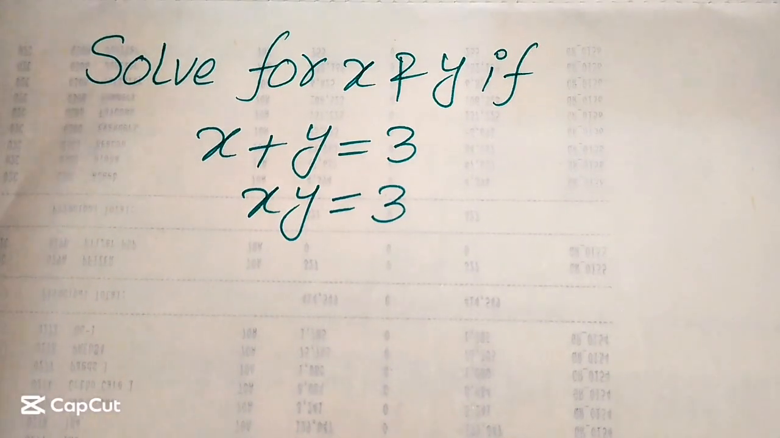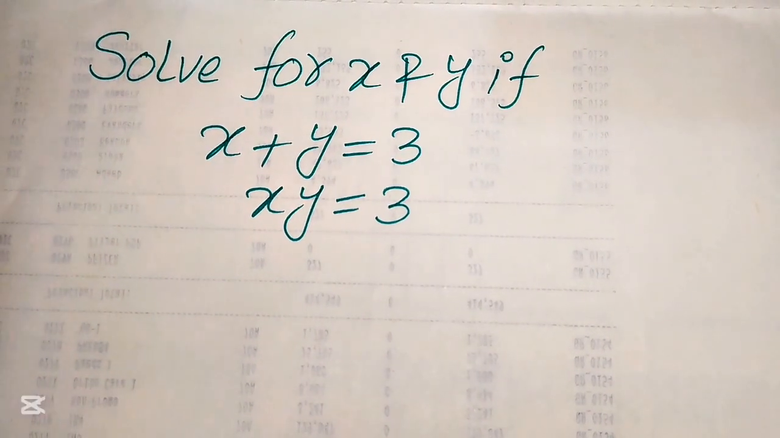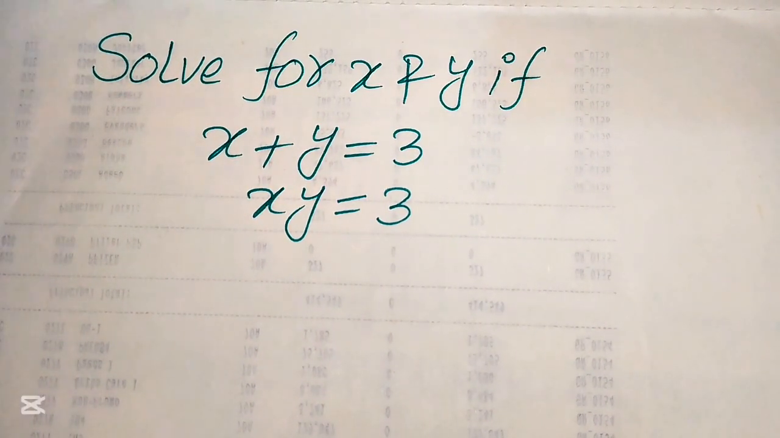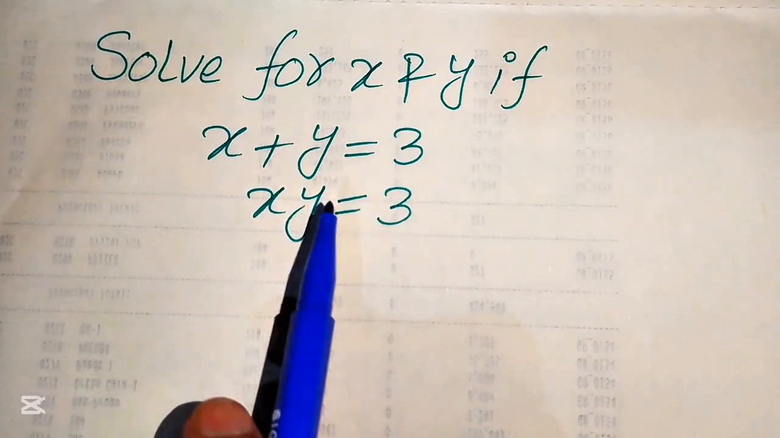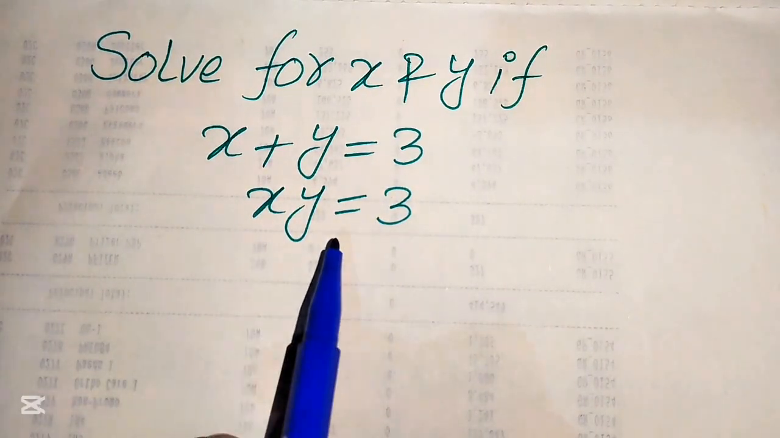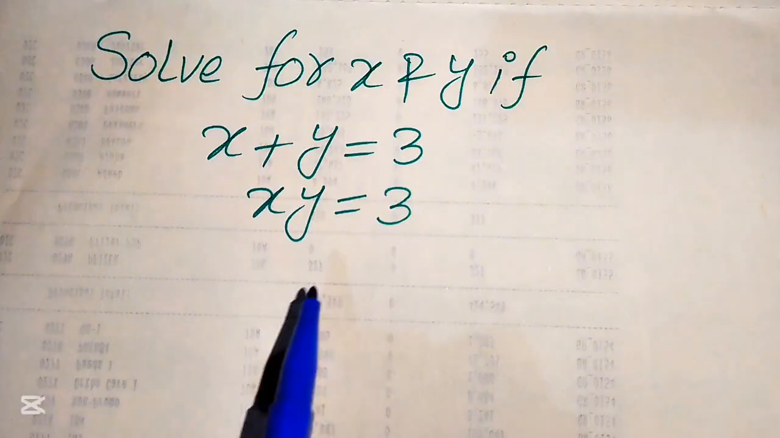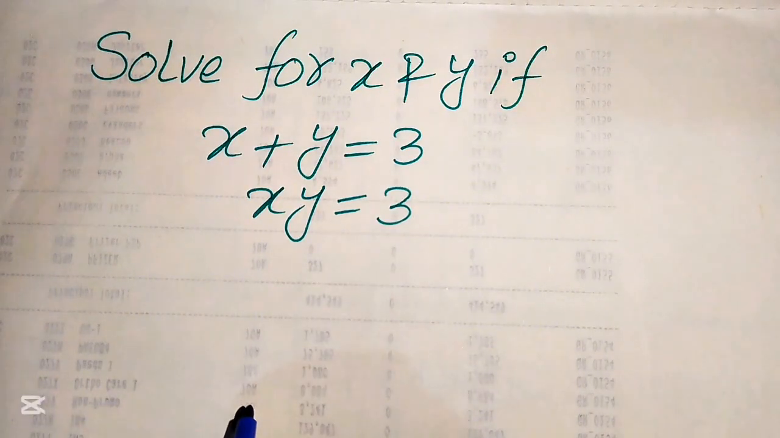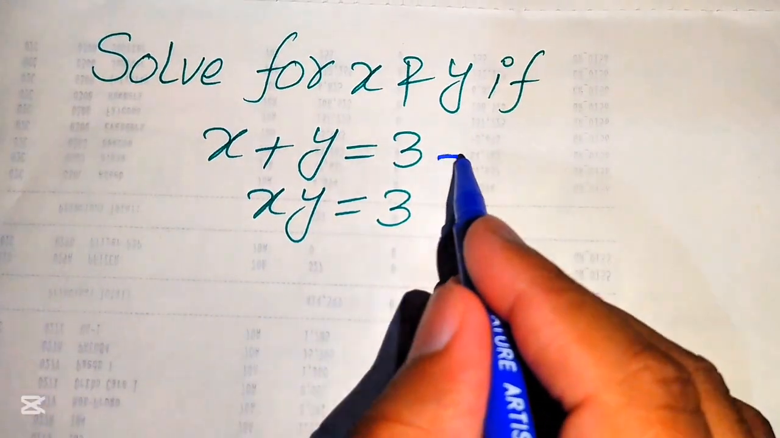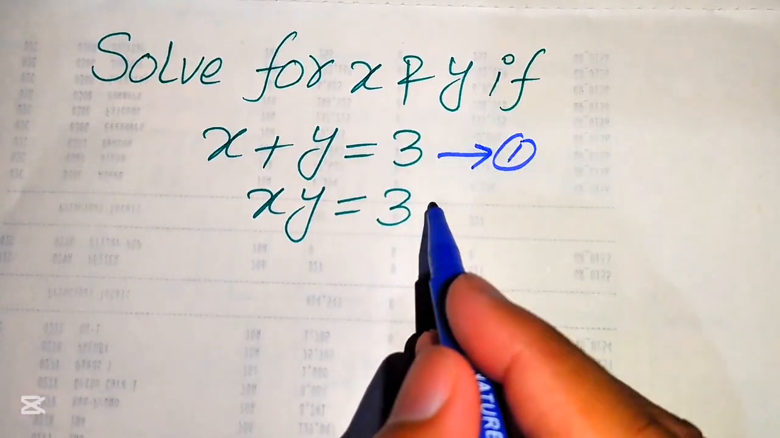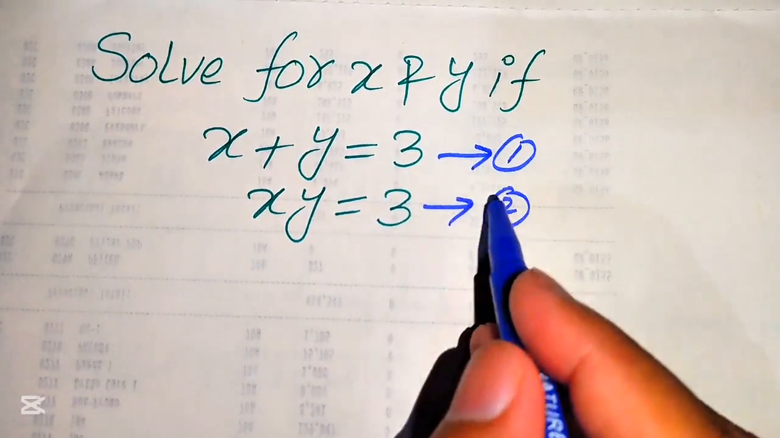Hello everyone, today I want to show you how to solve this problem for the values of x and y, if we have x plus y equals 3 and xy equals 3. So first we call this our equation number 1 and this our equation number 2.